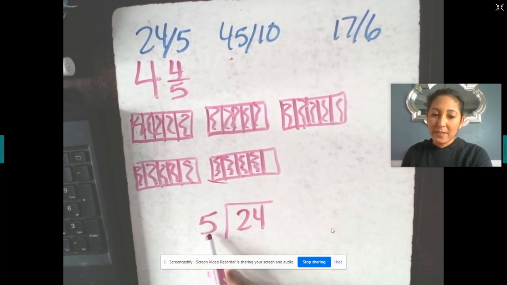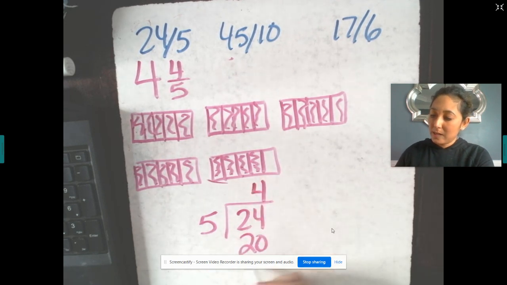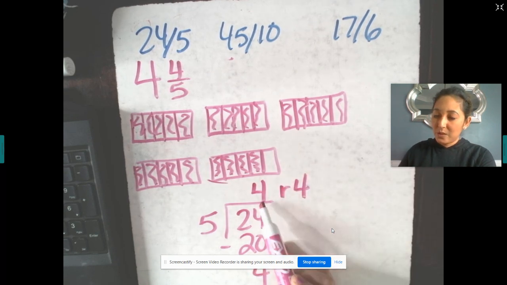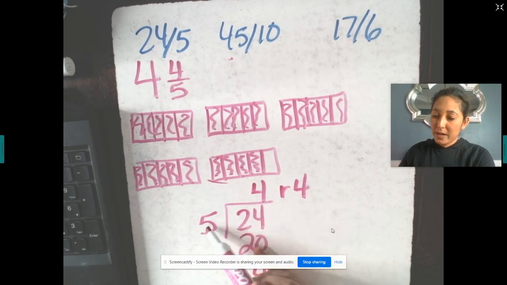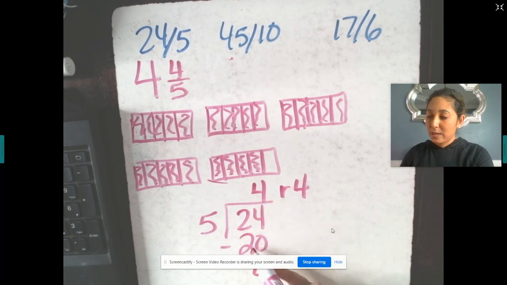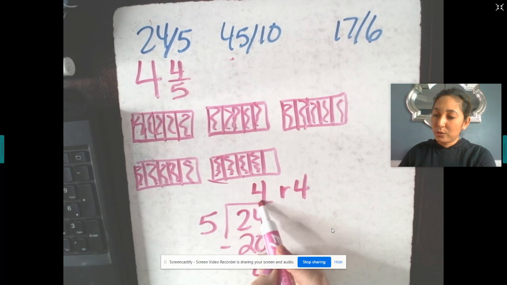Now, if we were looking at it as a division problem, 24 divided by 5, well, I know that 5 times 4 is 20. And I'm left with 4. So this is our whole number. 5 goes into 24 4 whole times. That equals 20 with 4 left over, and that's my remainder. So 4 is our whole number.